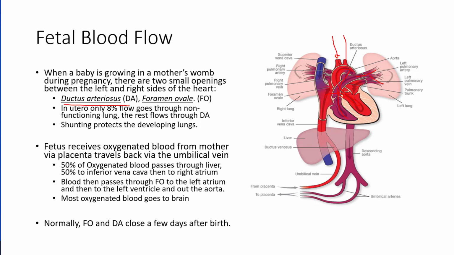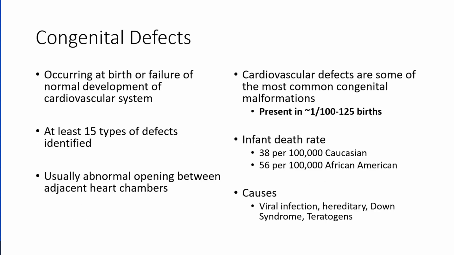A couple of key things you might also notice is that fetal blood is typically a little bit lower in oxygen tension, so PaO2 is a little bit lower. However, oxygen concentration is actually a little bit higher because fetal hemoglobin has a higher affinity for oxygen than adult blood.